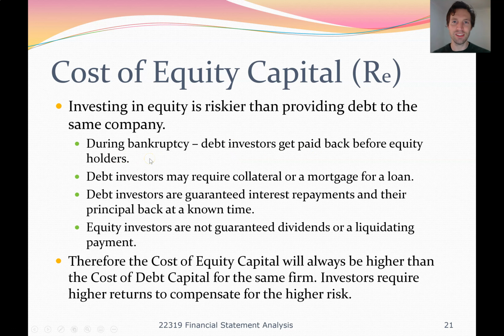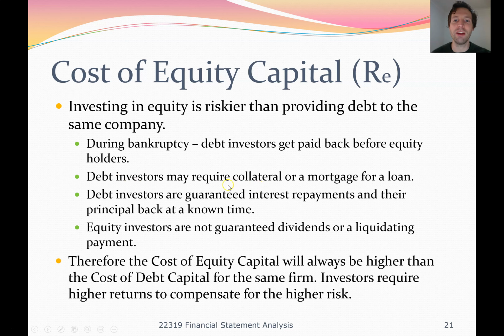So if we've got a business that owns a lot of assets and they end up going bankrupt and having to sell off all their assets, any cash from the asset sales will be given to debt holders before it gets given to equity holders. So in the worst case scenario of a business failing, if you've lent money to the business, you're more likely to get paid back than if you have invested in equity in the business.